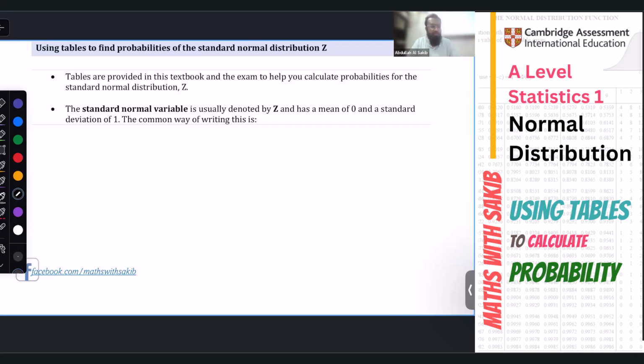For a standard normal distribution, the random variable is represented by Z. Z follows the normal distribution. So this is our standard normal distribution. We write first the mean, then the variance. For a standard normal distribution, the mean is 0 and the standard deviation is 1. Clear? The mean is 0 and the standard deviation is 1.